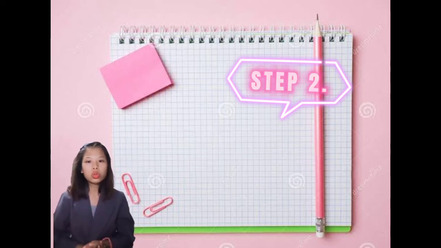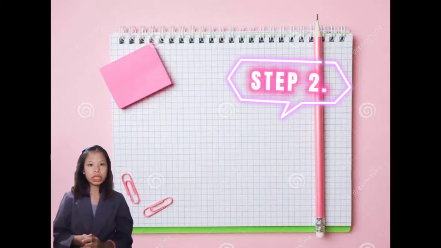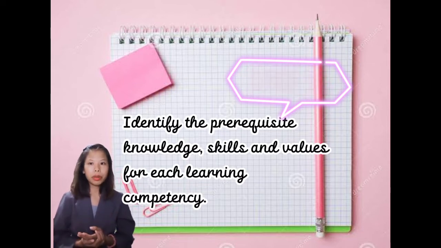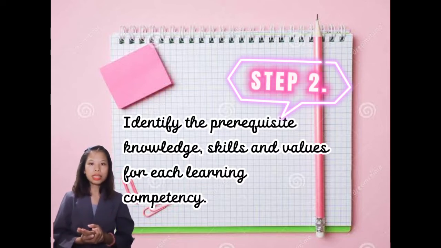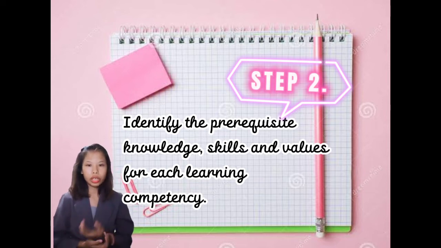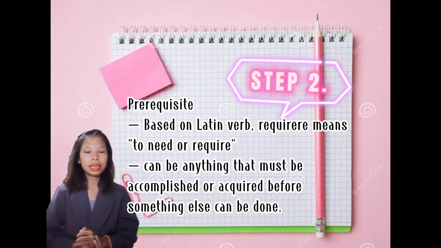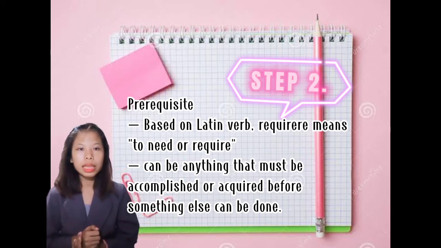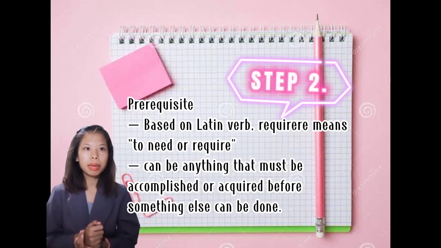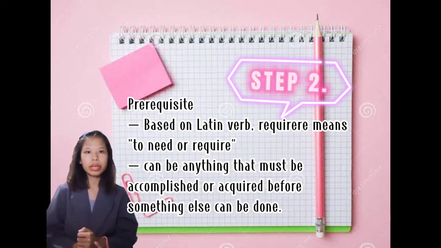Now let's go to step 2 for unpacking curriculum standards and competency. This is to identify the prerequisite knowledge, skills, and values for each learning competency. Prerequisite, based on a Latin verb, requirere, means to need or require. A prerequisite can be anything that must be accomplished or acquired before something else can be done.